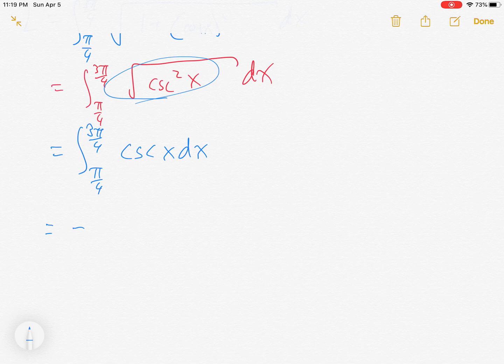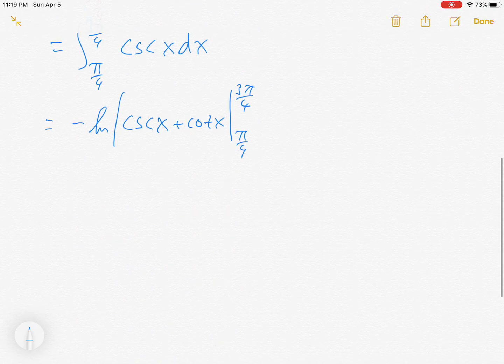This is an integral I'd like you to know. It's negative. Although cotangent is not negative, but it's negative. It's got a natural log, and it's got the sum of the Pythagorean buddies, cosecant x plus cotangent x. And that's evaluated from pi over 4 to 3 pi over 4. We have not changed any bounds. Okay.